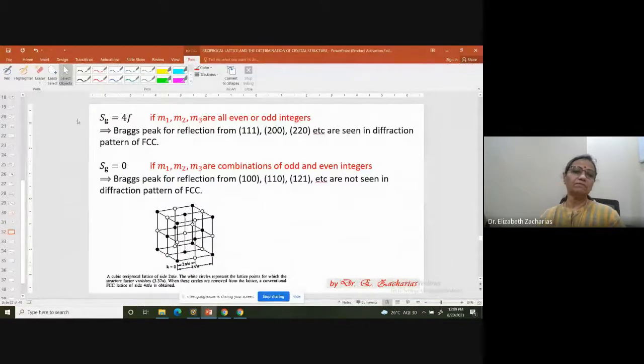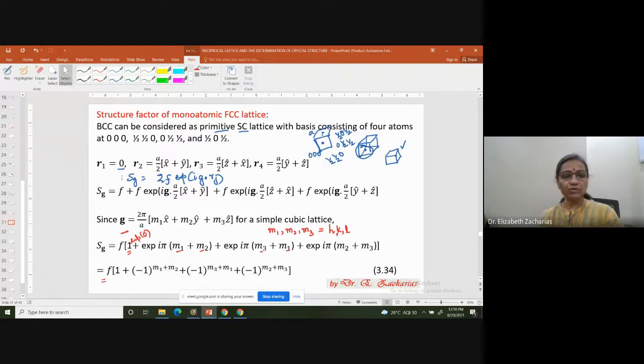Okay, now you see here. Sg will be equal to 4f whenever m1, m2, m3 are all even or all odd. You're only going to add 2 at a time. You see here m1 plus m2 or m3 plus m1 or m2 plus m3. So if all the 3 of them are odd also, each time you're summing, you're going to get an even. Or if all of them are even also, when you add up, you're going to get even only. Because you are adding only 2 at a time. I hope you're getting that logic.